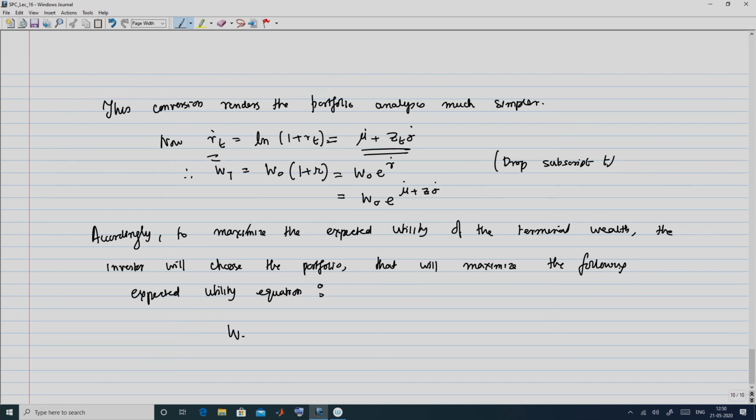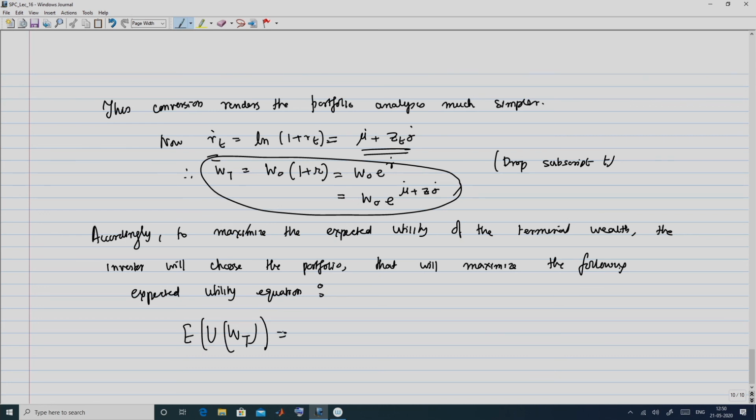So, what is Wt? Wt is given by this relation. So, the expected utility of this will now be given by the utility of Wt, which is W naught into e raised to mu dot plus z sigma dot, integrated from minus infinity to infinity with the probability density function. So, here the random variable is z. So, the probability density function is going to be f of z, and this integral is with respect to dz.